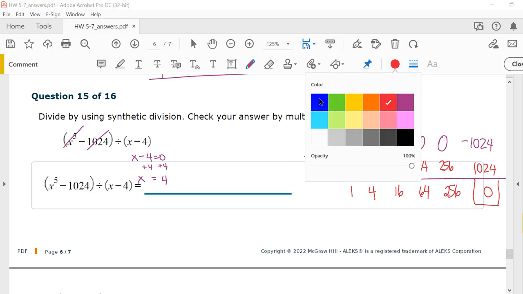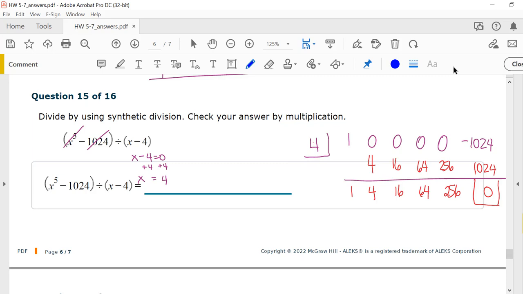Now watch how I do the answer. Remember, this is a constant. I need to put an x, x squared, x cubed, x to the fourth. So my answer is 1x to the fourth plus 4x cubed plus 16x squared plus 64x plus 256.